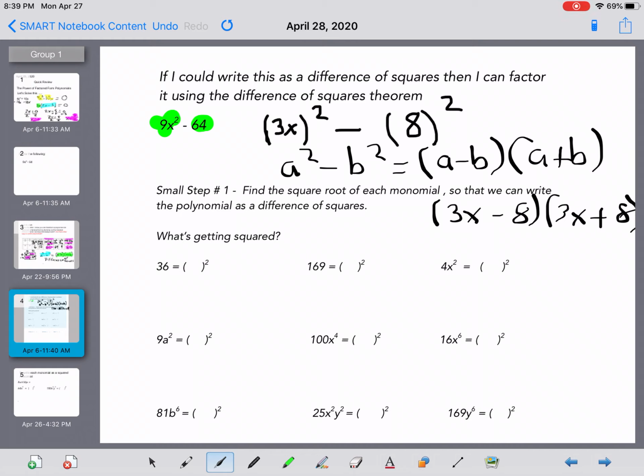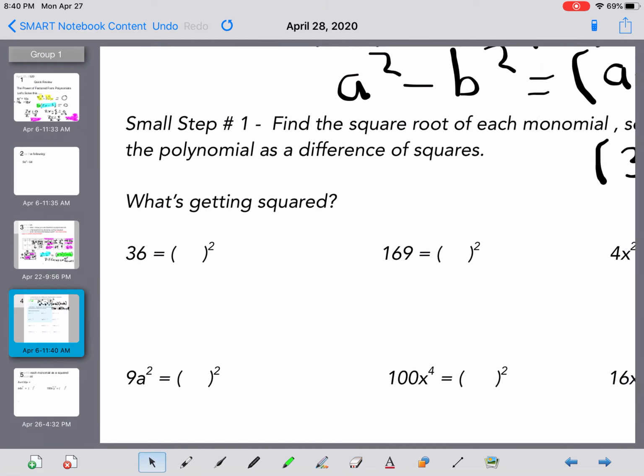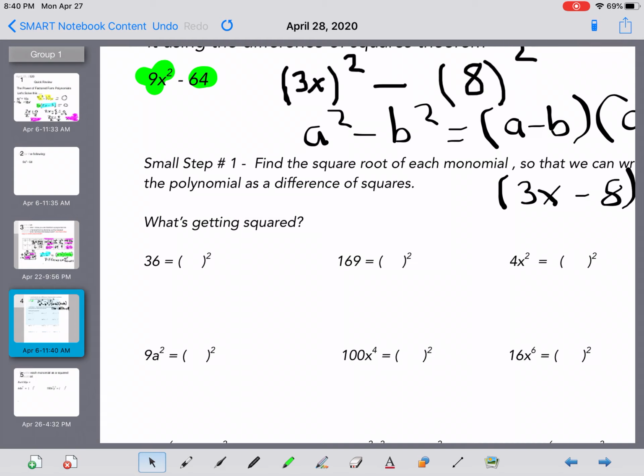Find the square root of each monomial. Remember, monomial is just one term, so that we could write the polynomial as a difference of squares. So I'll do a couple right now with you, and then you'll do the rest in your work today. So I'm just going to expand this. So let's think about 36. What's the square root of 36? Or how do I write 36 as a square number? That's right. I'm just going to put a 6 in here. 6 to the second power is 36.